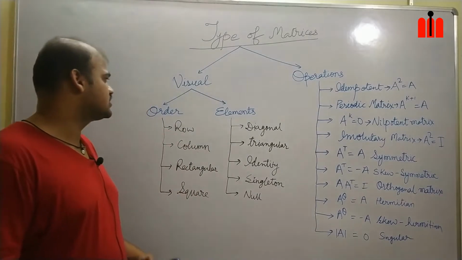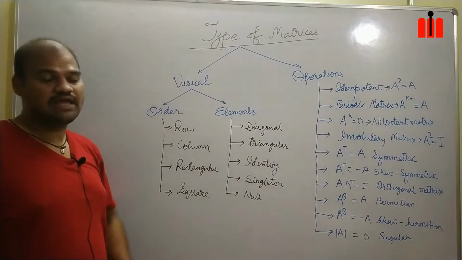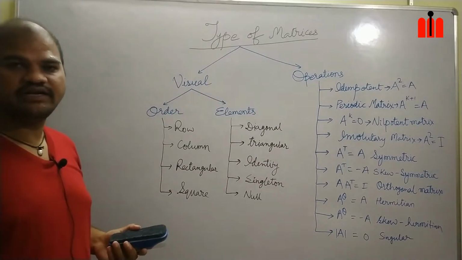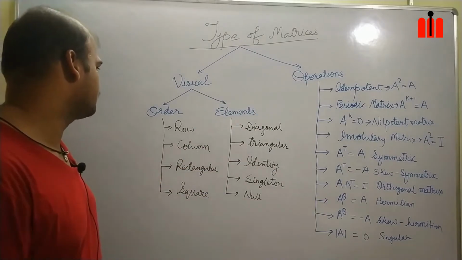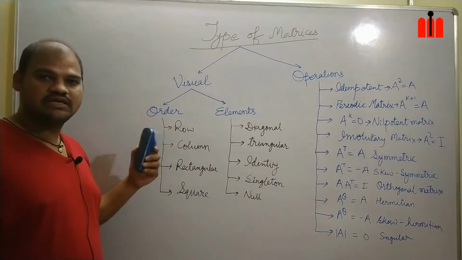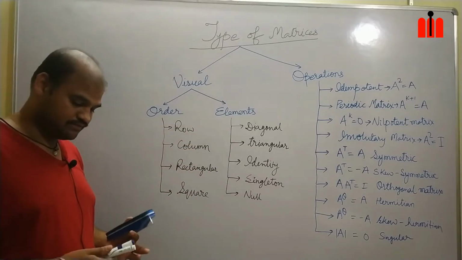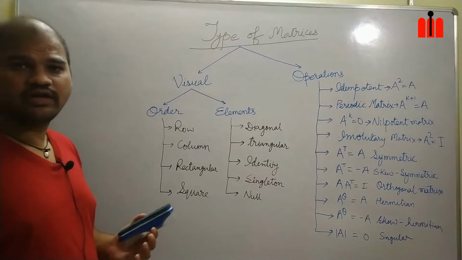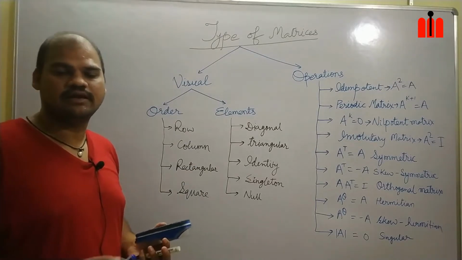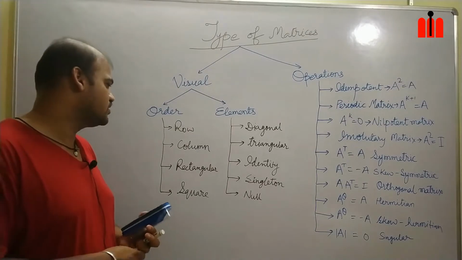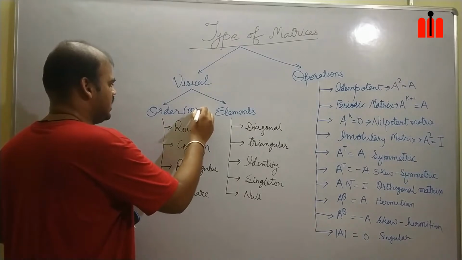Let's go through this visual. In the types of matrices, I told you we divide them into 2 classes: one is the visual class and another is the operations class. In the visual class there are 2 things: order and elements. How to find the order? I told you in the introduction class itself, the order of a matrix is the number of rows into the number of columns, m cross n.